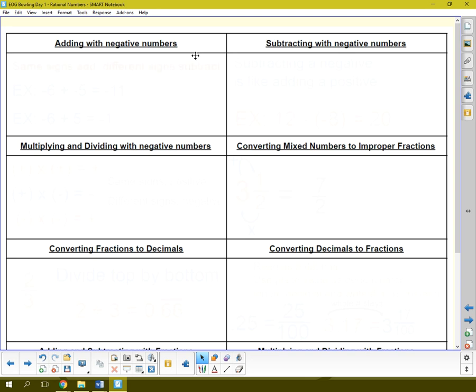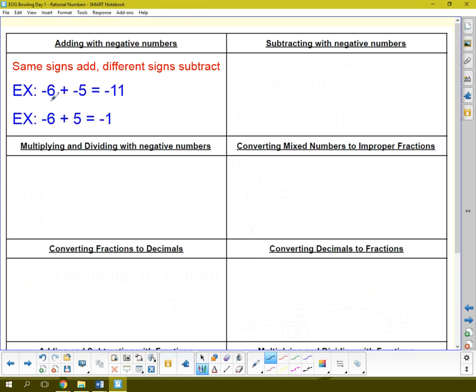I said when you added with negative numbers, same signs add, different signs subtract, and here's what I meant. If you have two numbers with the same sign, like -6 and -5, those both have negative signs, you can add the absolute values and get -11. But if the signs are different, -6 plus +5, you're going to have to subtract the absolute values and get -1. Remember we talked about red and yellow chips when we talked about this unit? If you need some help with that, you can certainly get some red and yellow chips out tomorrow in class and talk about it. That was how we added with negative numbers.